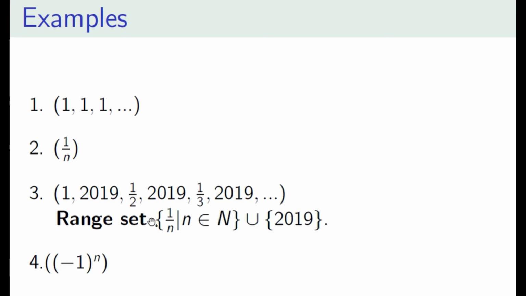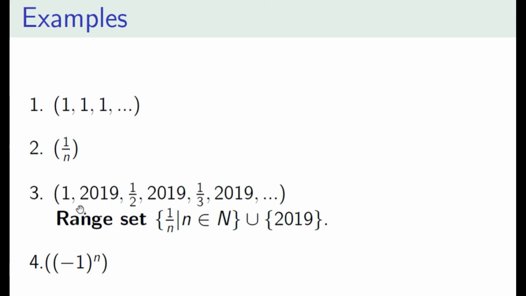Let us see the fourth sequence. The fourth sequence is not convergent and the range set contains only 2 elements, so it's a finite set, so it does not have a limit point. So the fourth example shows you can have a sequence which does not have a limit and the range set will also not have a limit point.